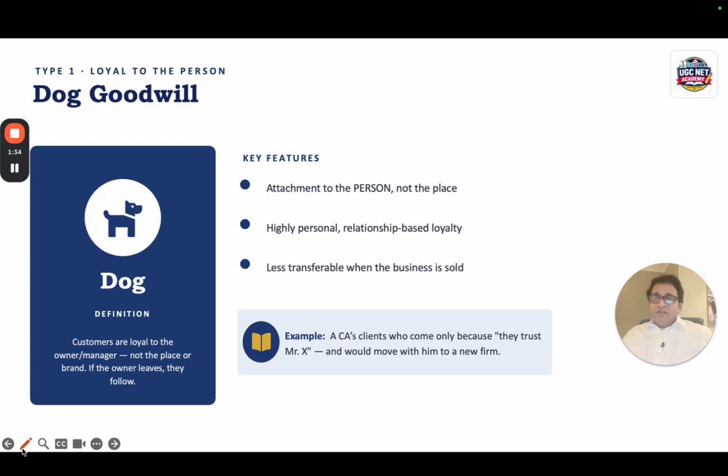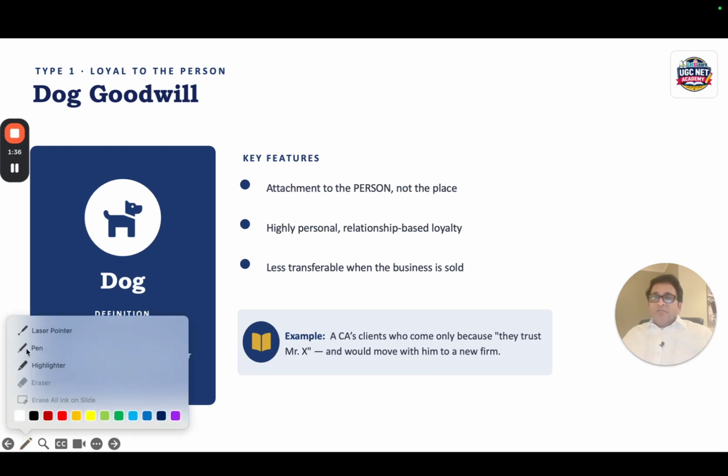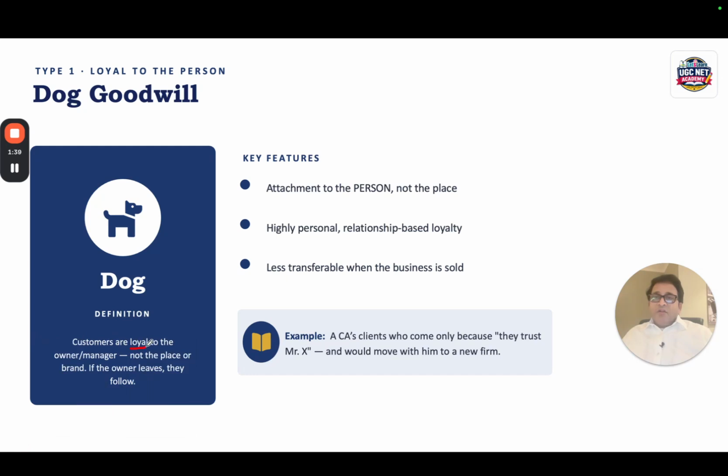Dog goodwill is a goodwill where the customers are loyal to the owner, the manager of the business. It is not related to the place. It is purely related to the owner or manager of the business. Let's take a small example. A doctor, a family doctor. A family trusts him as a good doctor, and anything we just refer to that particular doctor.